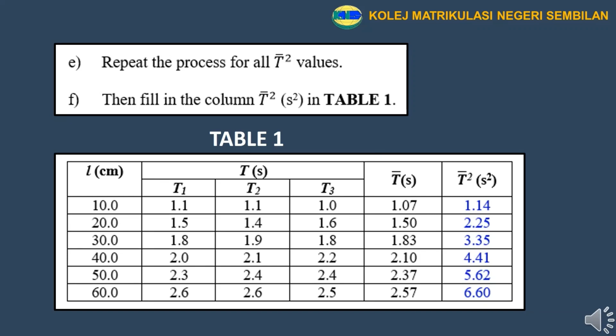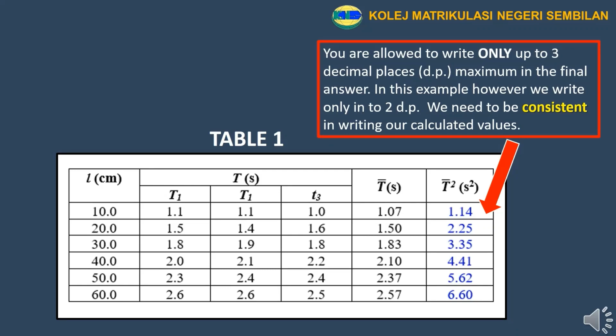E. Repeat the process for all T bar square values. F. Then, fill in the column T bar square in second square in table 1. In general, you are allowed to write only up to 3 decimal places maximum in the final answer. In this example, however, we write only in 2 decimal places. We need to be consistent in writing our calculated values.